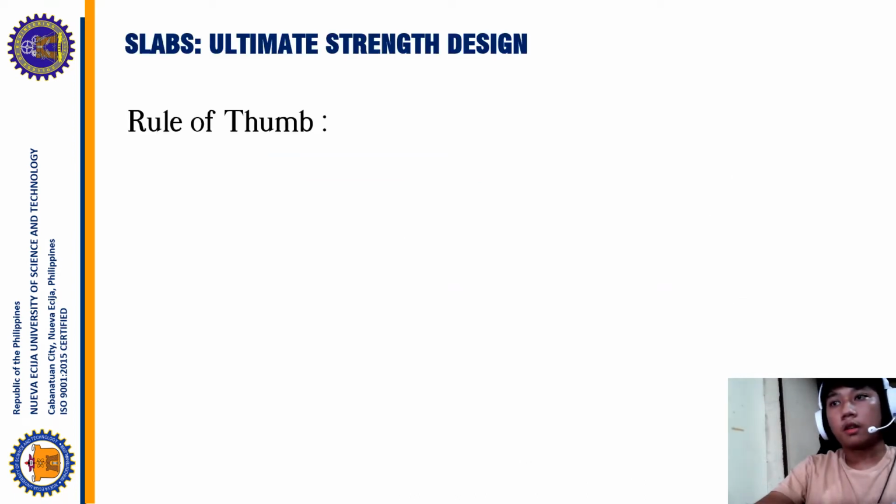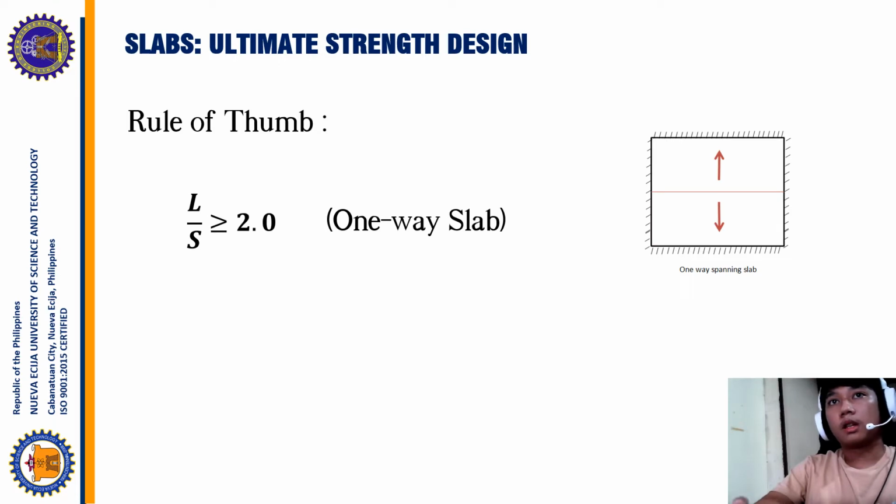So first of all, in determining if the slab is one-way or two-way, we have the rule of thumb, which is the long span over the short span, or the ratio of the long span and the short span should be greater than or equal to 2 in order to say that the slab is a one-way slab.